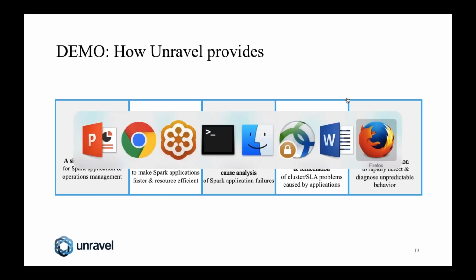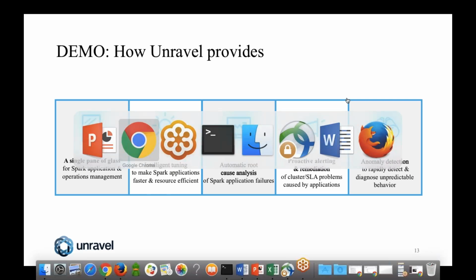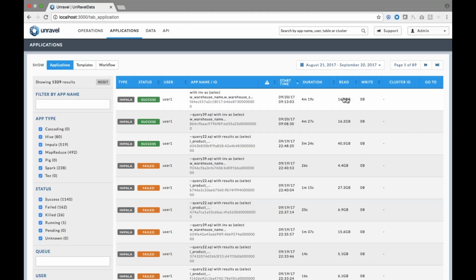So let me switch over to the demo of Unravel. So what you're seeing here is the Unravel UI, which actually talks to a distributed Unravel platform in the backend. Unravel has many different entry points designed for different use cases: an operations entry point for operations teams, an applications entry point, which is where we'll spend most of our time today. But all the applications running on your cluster will be loading and you can interact with them.